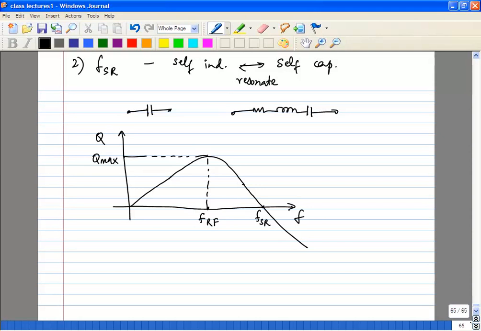So in some cases you could have the Q getting higher, but self resonance getting lower, which you may be perfectly okay with. If this is the frequency which you want to operate at, you are really not worried too much about what happens after that, because you are interested in a very narrow band.